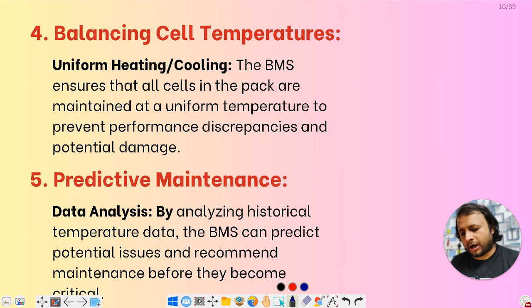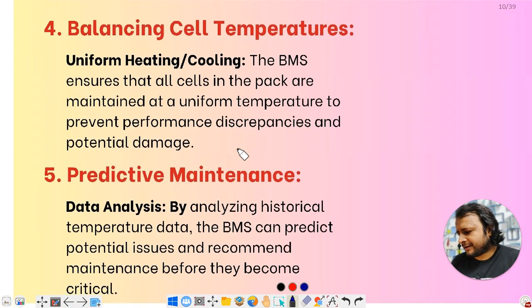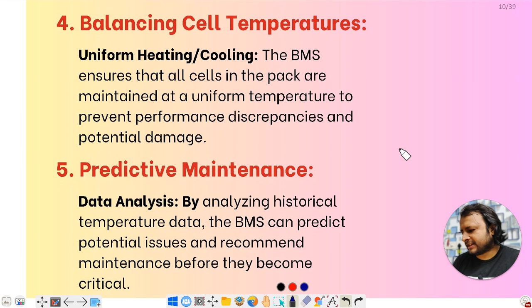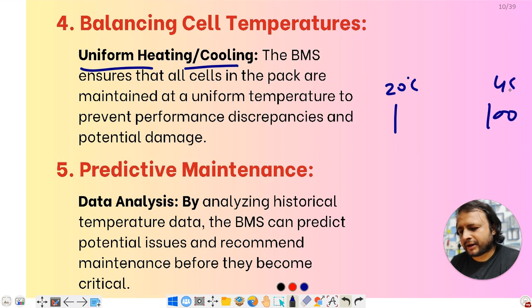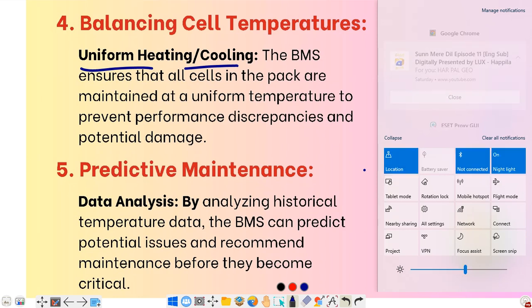And how is it balancing cell temperature? Number four is what? Balancing the cell temperature. So uniform heating and cooling is very much important. Every cell should get uniform temperature in charging and in discharging both cases. Suppose cell number 1 has 20 degrees centigrade and cell number 100 is something like 45 degrees centigrade, so that creates problem actually to manage all these cells. Okay, fine.